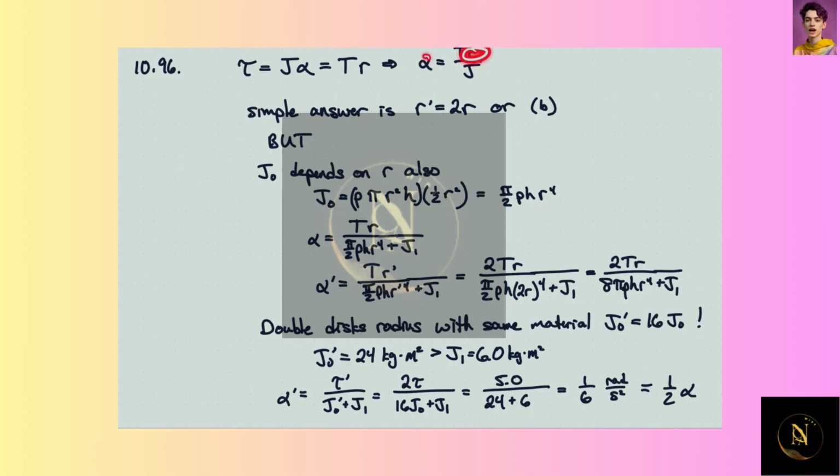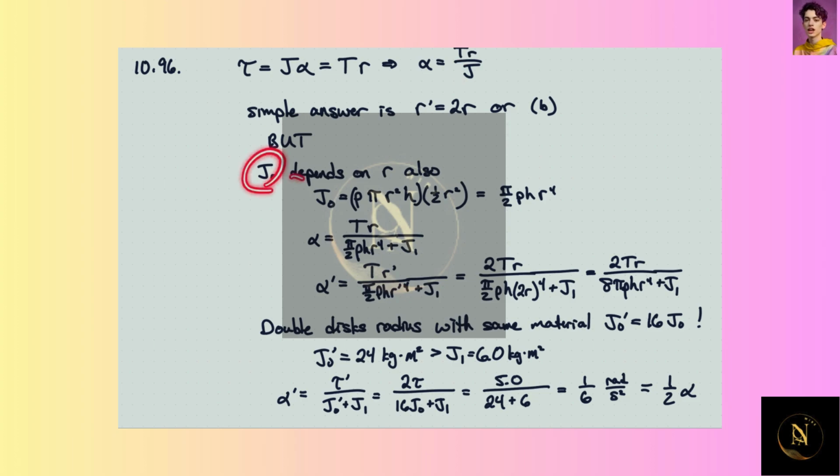Obviously, if R doubles, then alpha is going to double. You can see that. But that's assuming J doesn't change. Well, if you double the radius of the platform, you'd expect J to change, and in a way that this goes up. So let's see what actually happens here if we were to double the radius.